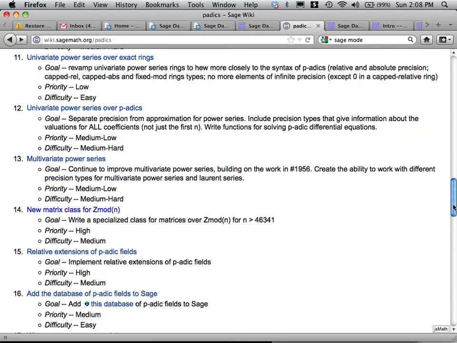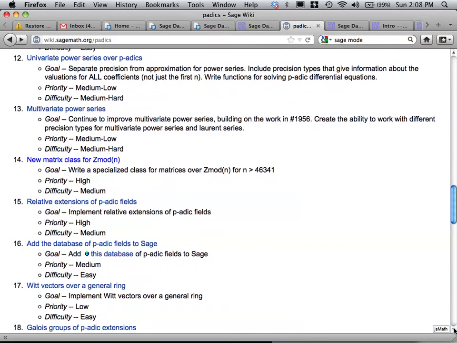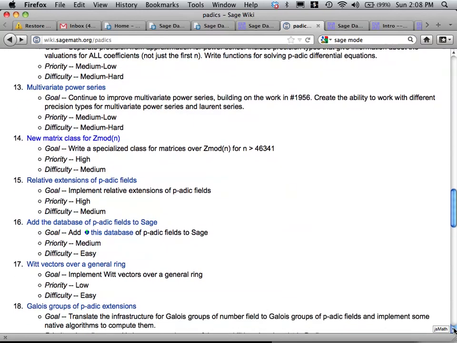Various people have mentioned power series over p-adics and power series over exact rings. The code bases are fairly different at the moment, and it would be nice to unify them a little bit, and to be able to deal with more interesting precision questions: what kind of precision structures you want to allow for power series.